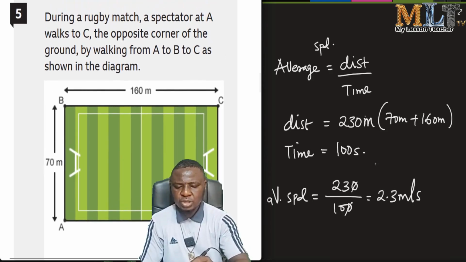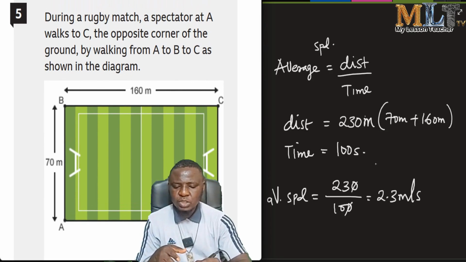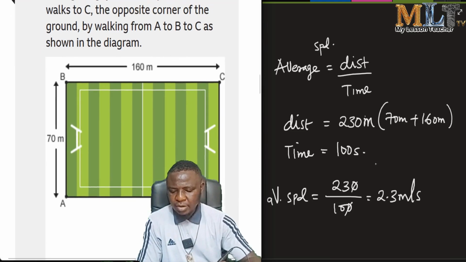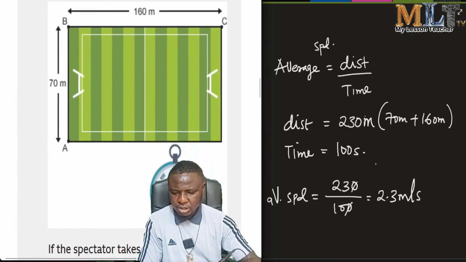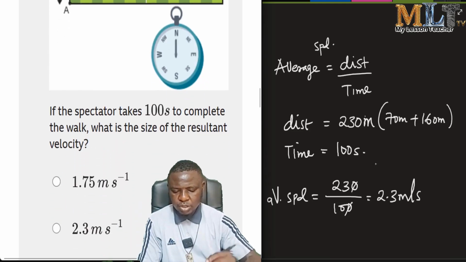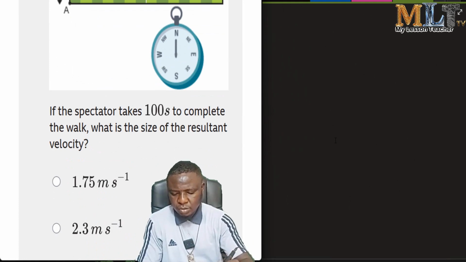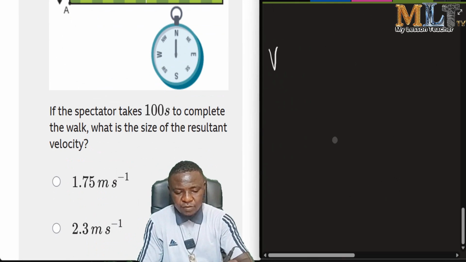Question 4 says, during a rugby match, a spectator at A walks to C, the opposite corner of the ground, by walking from A to B to C as shown in the diagram, which is this same diagram. If the spectator takes 100 seconds to complete the walk, what is the size of the resultant velocity?